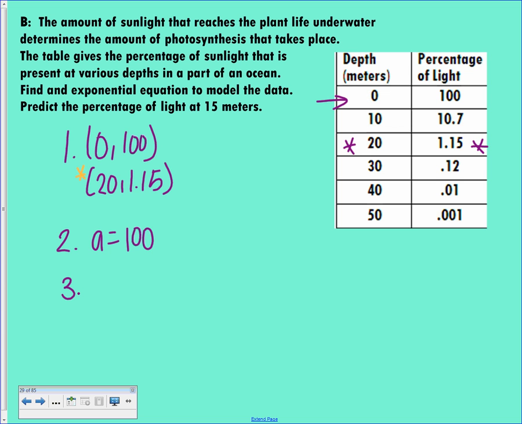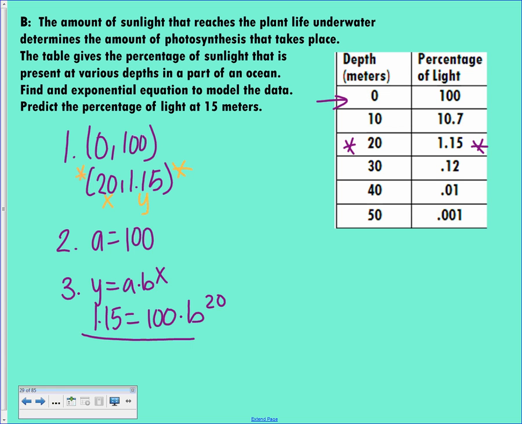So again, I'm going to use my other ordered pair now. I know that x is 20 and y is 1.15. That's when I substitute that into my equation, which is y equals a times b to the x. I'll have 1.15 equals 100 times b to the 20th. Okay, so again, plugging in x and y to our equation.